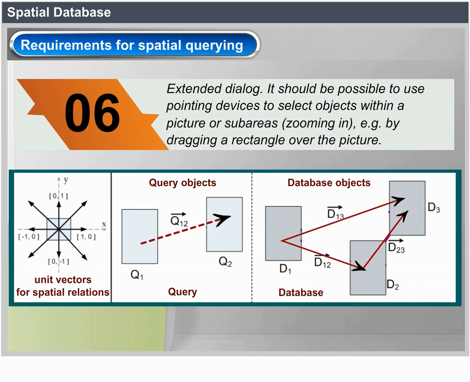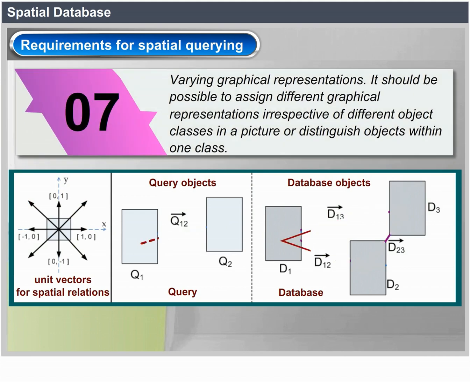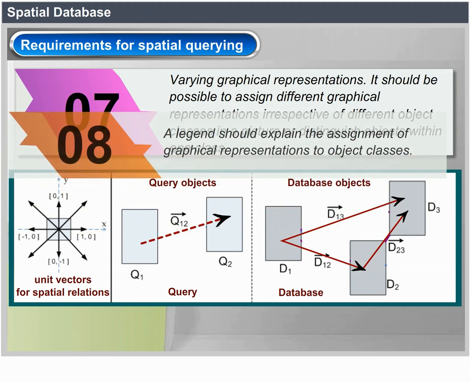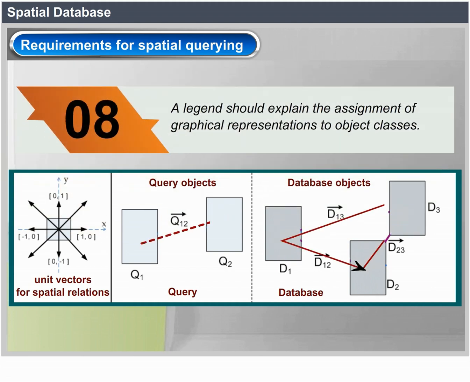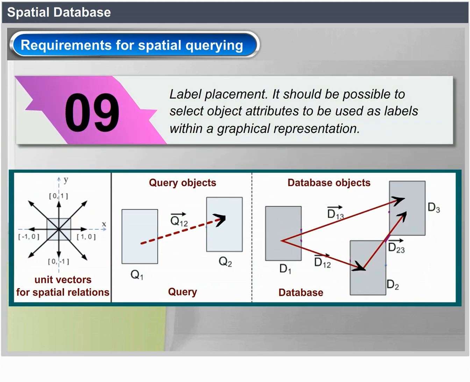Varying graphical representations. It should be possible to assign different graphical representations to different object classes in a picture, or even to distinguish objects within one class. A legend should explain the assignment of graphical representations to object classes. Label placement. It should be possible to select object attributes to be used as labels within a graphical representation.